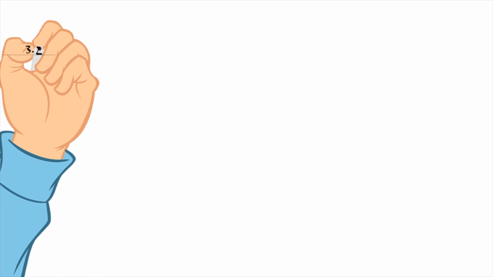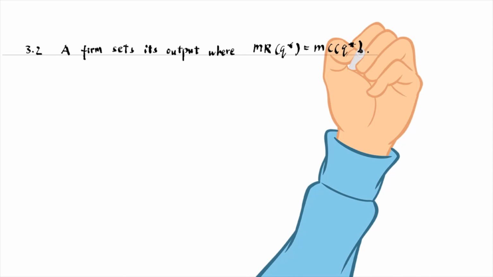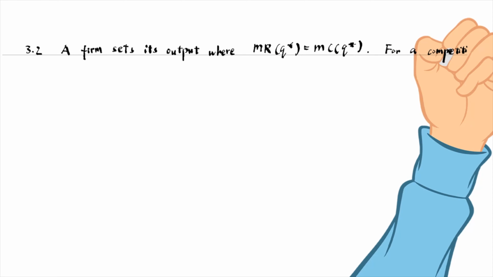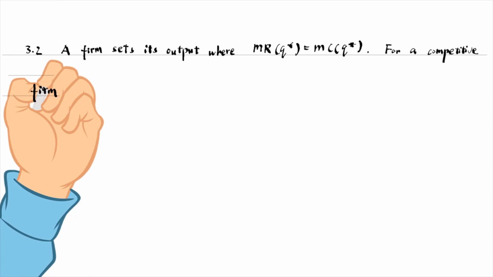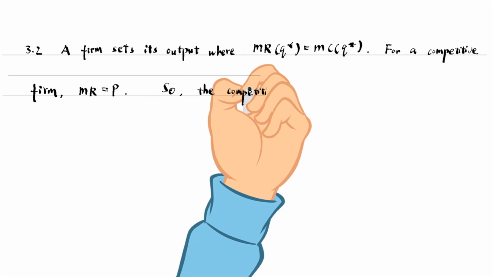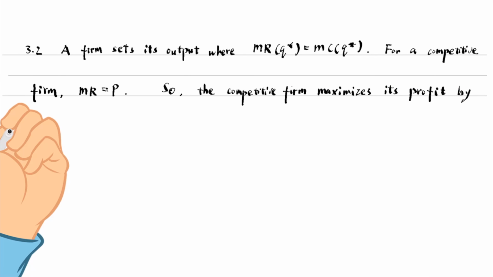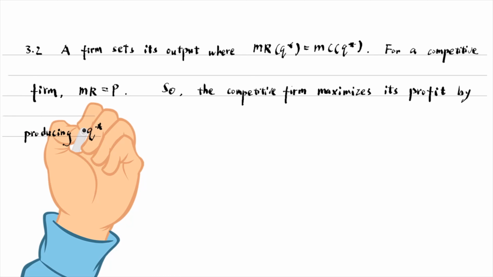A profit maximizing firm sets its output where marginal revenue equals marginal cost at that output. A competitive firm is a price taker and faces a horizontal demand curve. Its marginal revenue equals the market price. So, the competitive firm maximizes its profit by producing the output at which its marginal cost equals the market price.